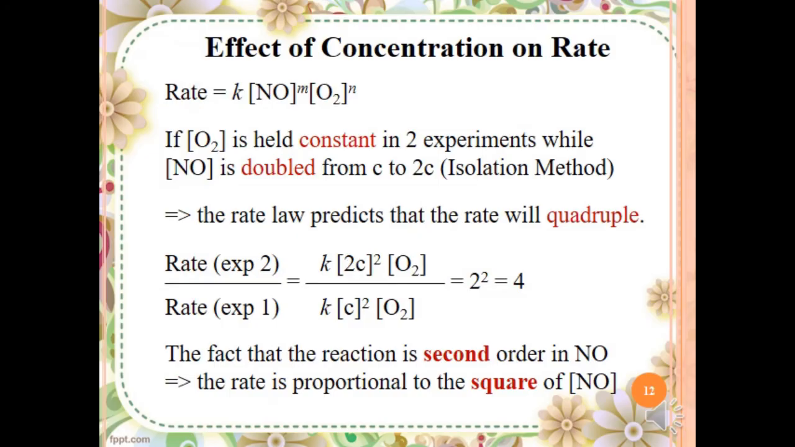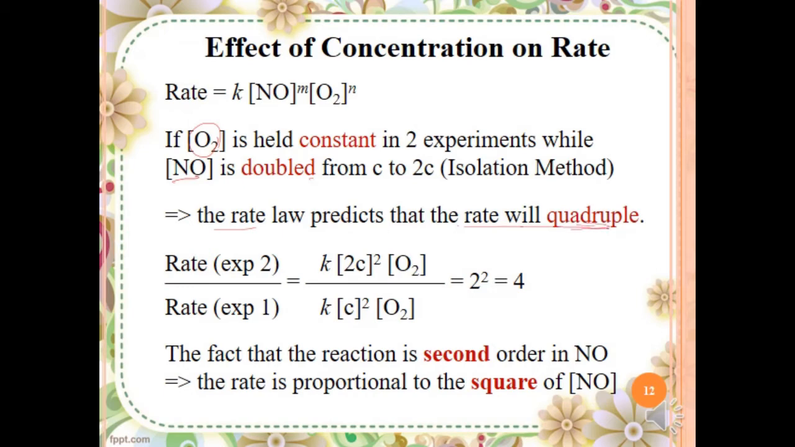Now let us look at another set of experiments. Oxygen is now held constant. Now nitric oxide is doubled. Okay, double. So the rate law will predict the rate will quadruple.